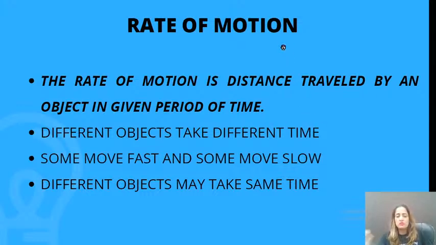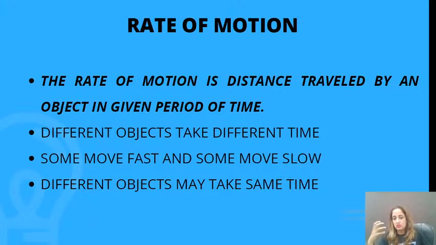Rate of motion is what? Now, wherever you see this word rate of something, that means time is involved. In a given period of time, you have to say that. So whatever distance is traveled by an object in a given period of time is the rate of motion.